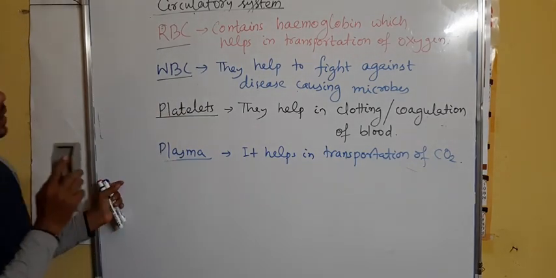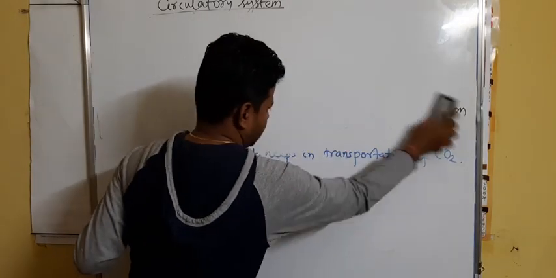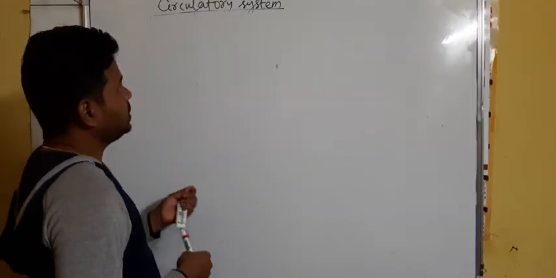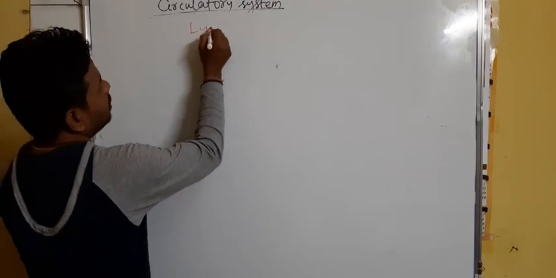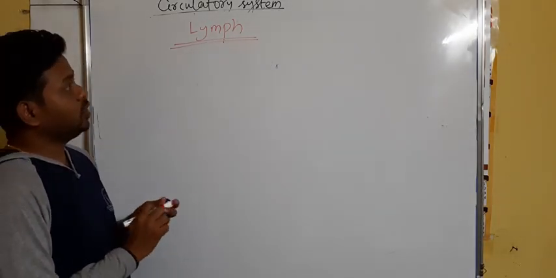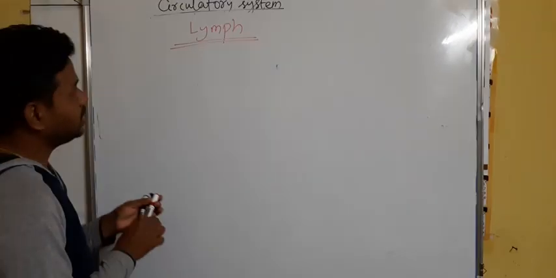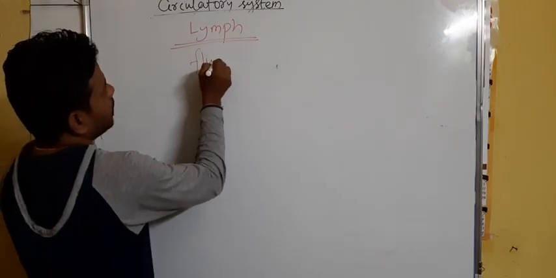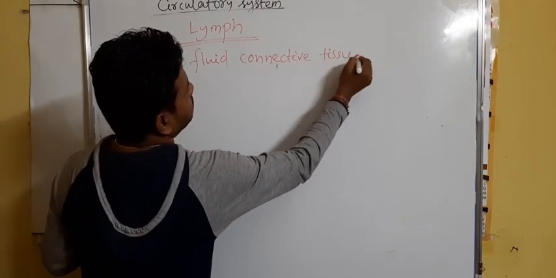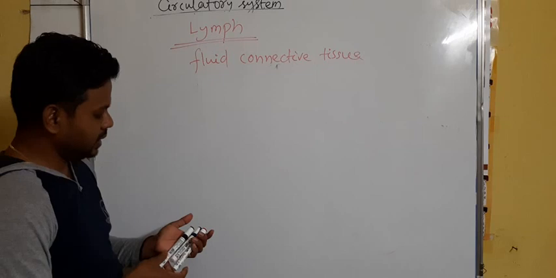But students, blood is a fluid connective tissue, and besides blood there is also another fluid connective tissue, which is called lymph. We have read about fluid connective tissue in standard 9. Blood is one fluid connective tissue, and lymph is also a fluid connective tissue. Then how is lymph formed? What is lymph and how is it formed? What is its function? We'll read.